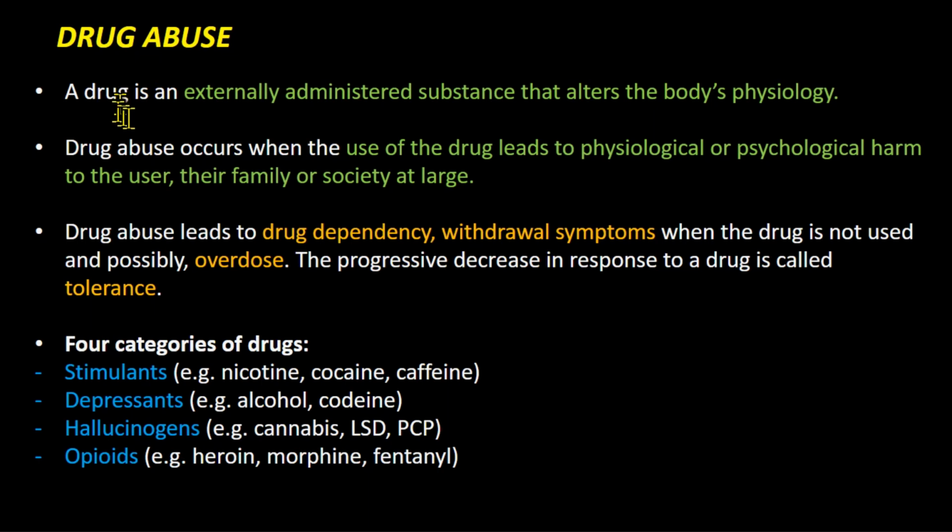Drug abuse. Well, a drug is an externally administered substance that alters the body's physiology. Drug abuse occurs when the use of this drug leads to physiological or psychological harm to the user, their family, or society at large. So remember, a drug, there could be the good prescribed drugs such as penicillin, but you could have the bad ones such as cocaine and heroin. So drug abuse leads to drug dependency, withdrawal symptoms when the drug is not used, and possibly overdose if too much of the drug is used.